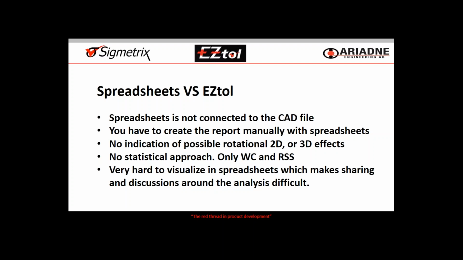There is no warning or indication that there might be a rotational effect in 2D or 3D in spreadsheets. No statistical approach, only worst case and RSS. And it's very hard to visualize, which makes sharing and discussions around the analysis very difficult. So that's from me, and I'll hand you over to Felix for the demo.